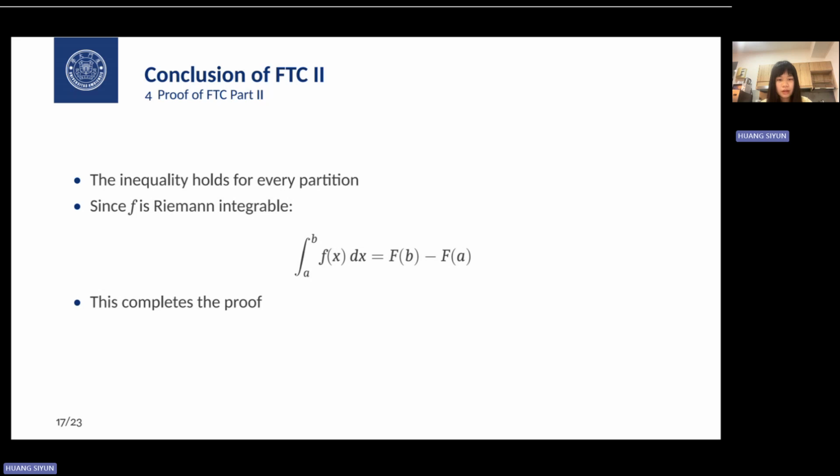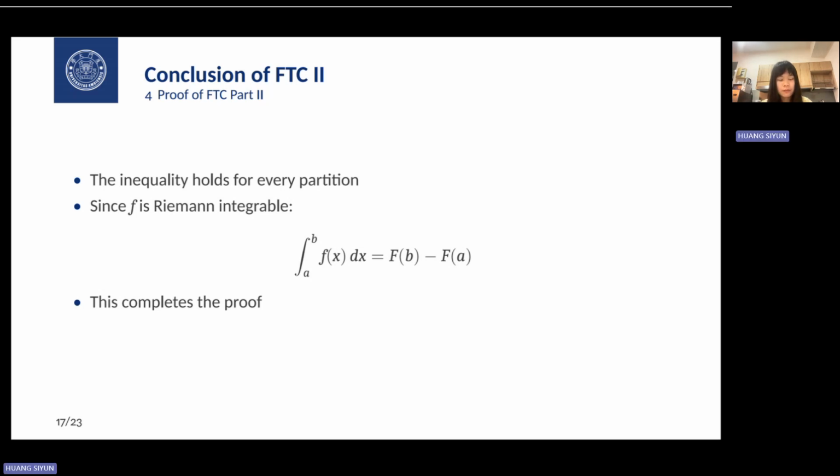Because the relationship holds for every possible way of partitioning the interval, and because the derivative function is Riemann integrable, the only value that can satisfy it is the actual integral. Therefore, the integral of the derivative from a to b equals the original function's value at b minus its value at a. This completes the proof of part 2.